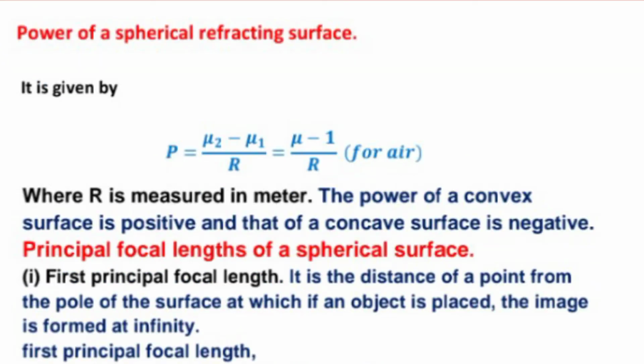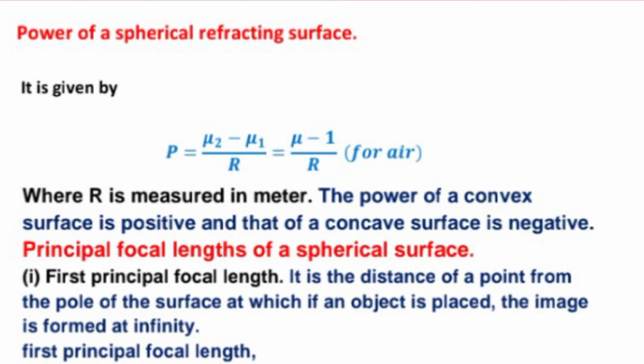Next is power of a spherical refracting surface. What is the power? It is given by P equal to mu2 minus mu1 upon r, and that will be equal to mu minus 1 upon r for air. When r is measured in meters, the power of a convex surface is positive, and that of a concave surface is negative.